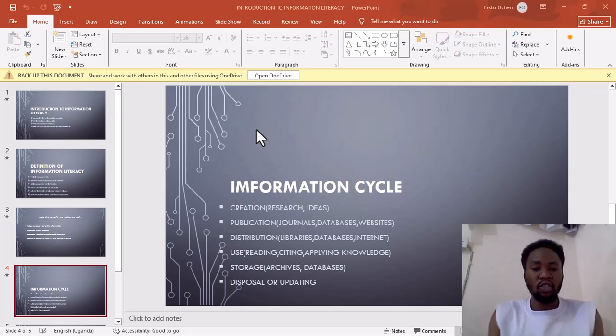How do you use it? You use it by reading, citing, and applying the knowledge that you have got from it. Thereafter, you go and store it. That's what we call storage. We call them the archives and the databases. Those are how you can store them. Then disposal or updating it.